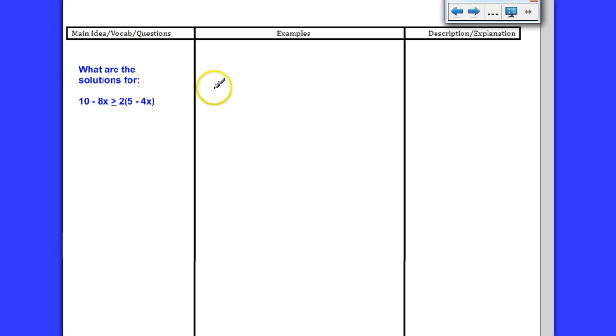This says, what are the solutions for this equation? So let's just keep doing what we've been working on here. 10 minus 8x is greater than or equal to 2 times the quantity 5 minus 4x.